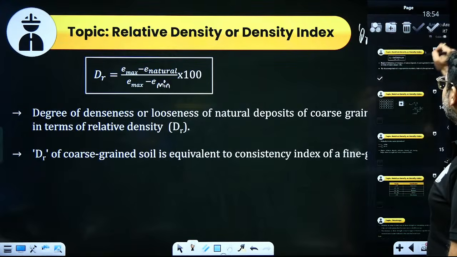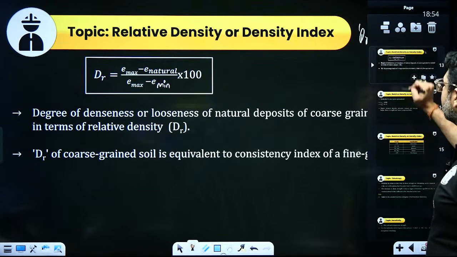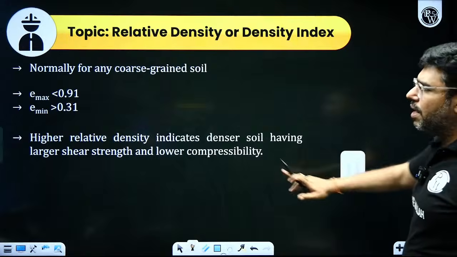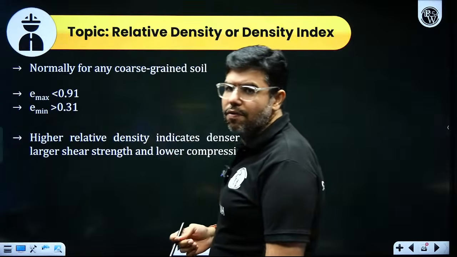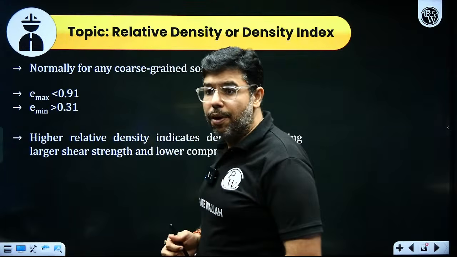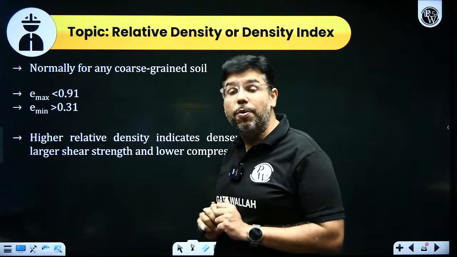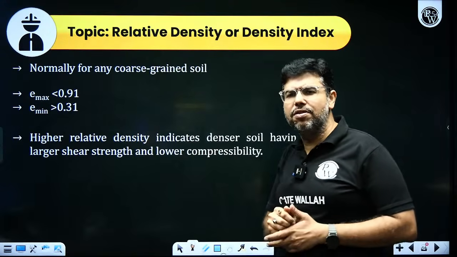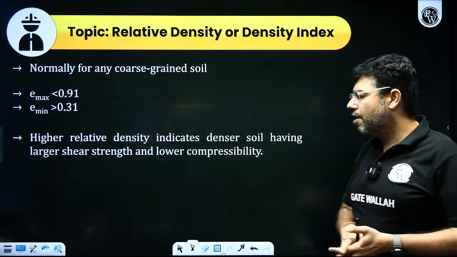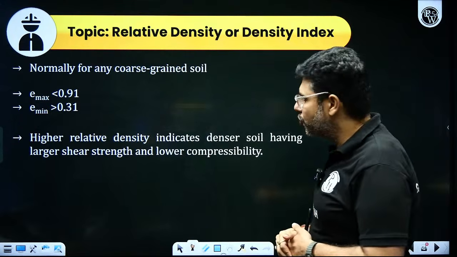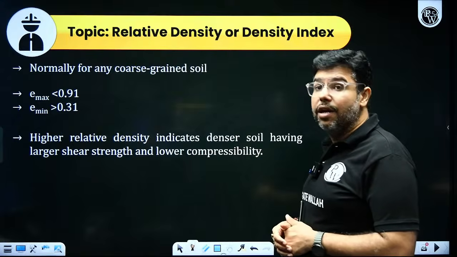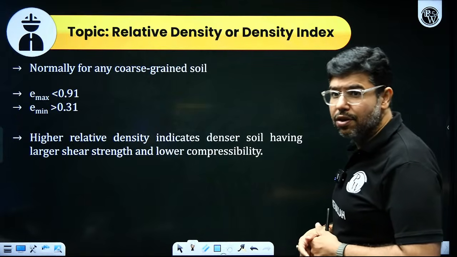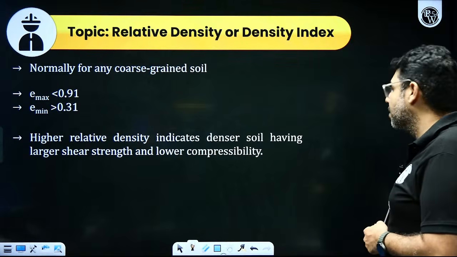See, generally this value of E max is less than 0.91 and E min will always be greater than 0.31. But for a given soil, E max and E min will be constant, and for different sands and gravels, E max and E min will be different. If you change the soil, E max and E minimum will change. Higher relative density indicates denser soil having larger shear strength as well as lower compressibility.